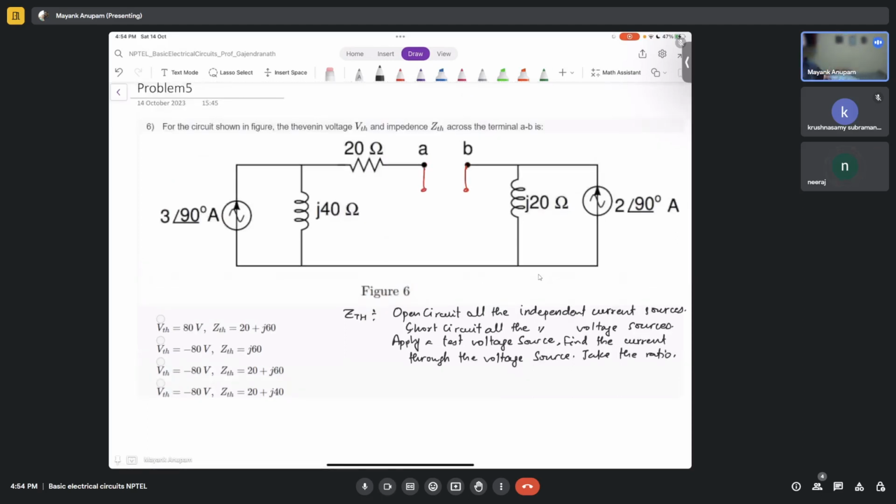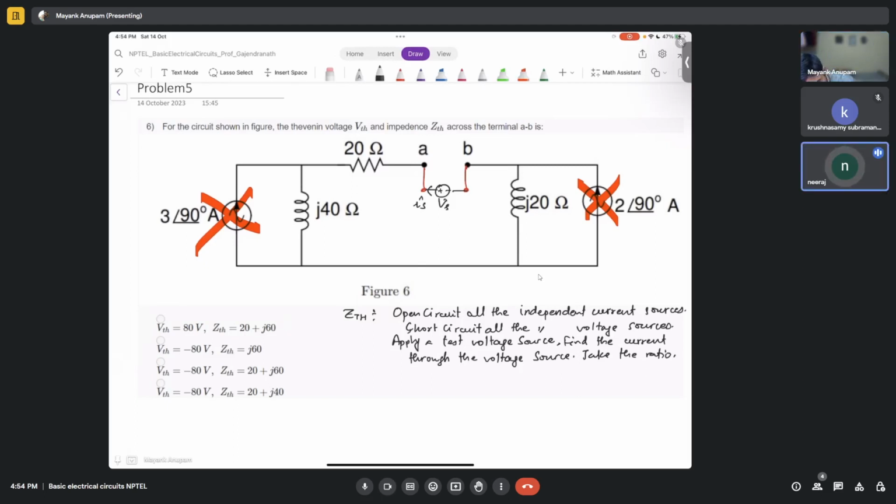So tell me what we do. Again, we'll simply apply a voltage source here like this. This is some Vs, and we have to find out what this Is is. We have to open circuit these two. These two are current sources, by the way. This is open circuited. Tell me what the equivalent impedance here is.